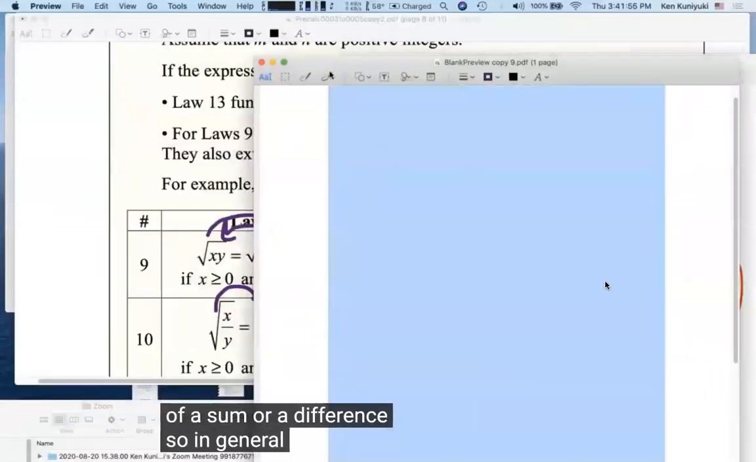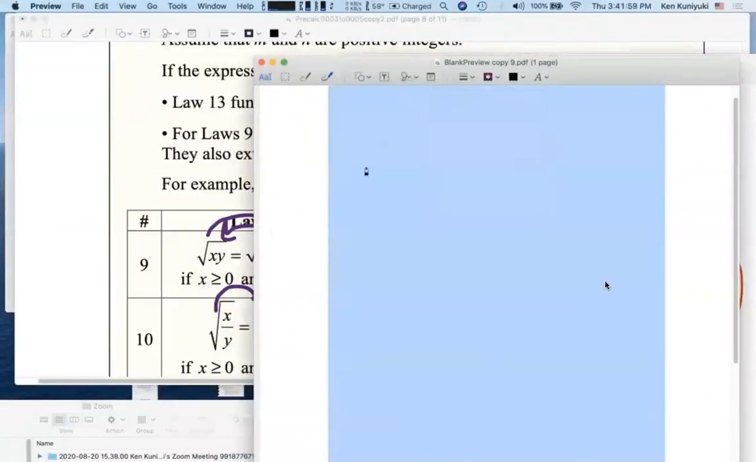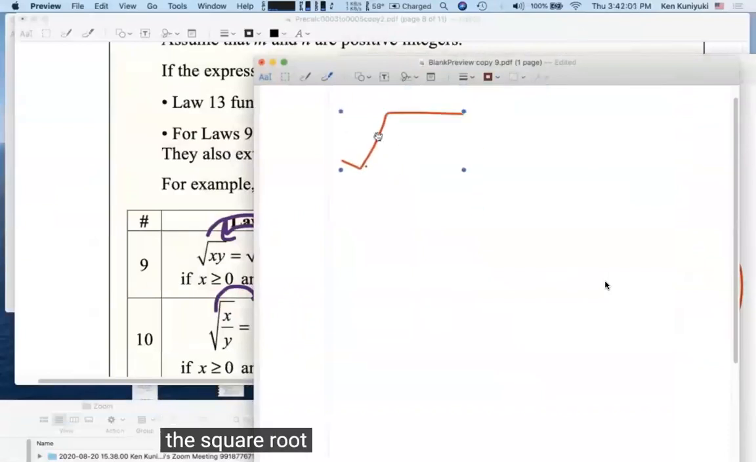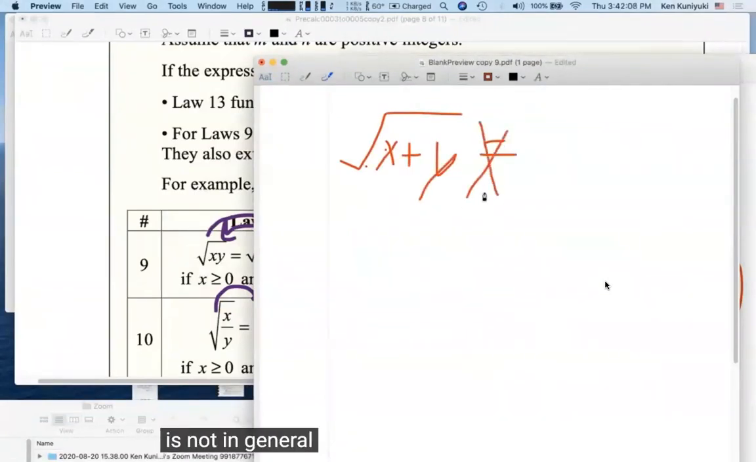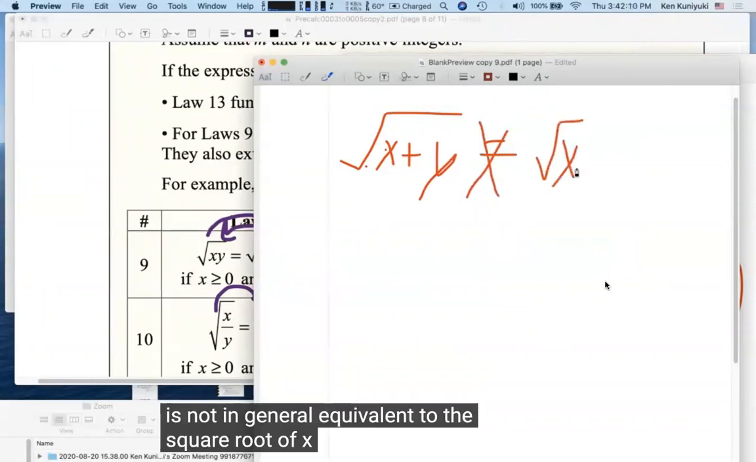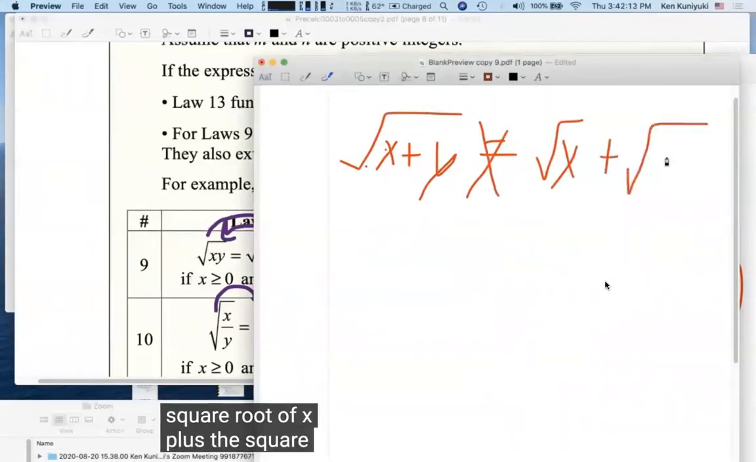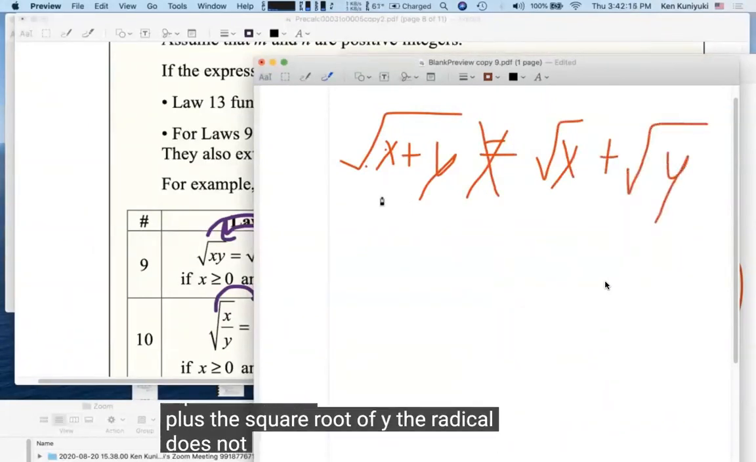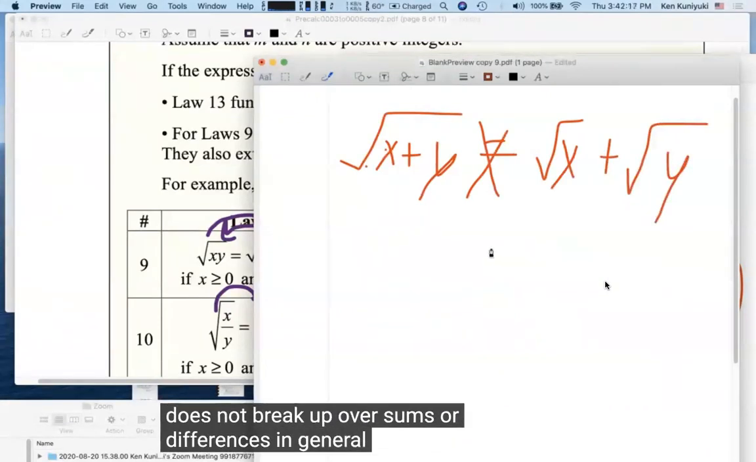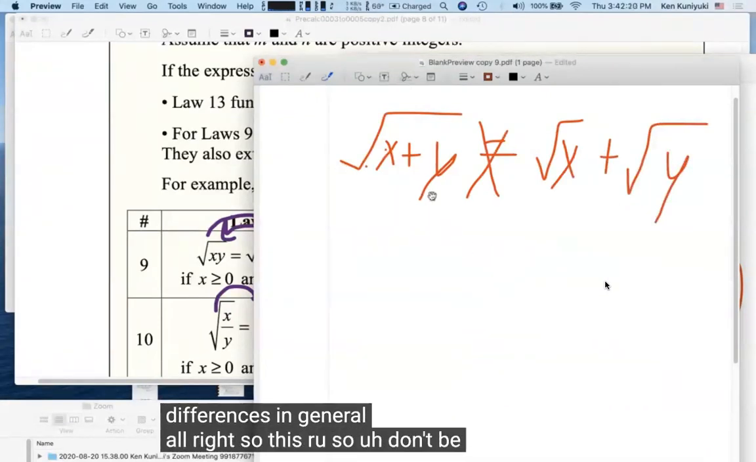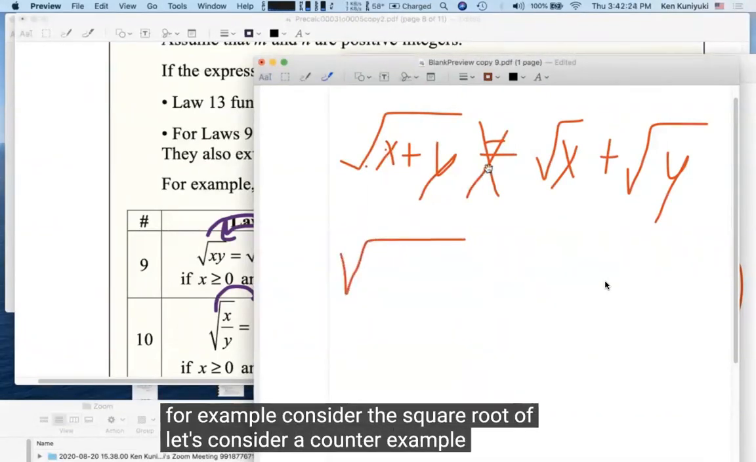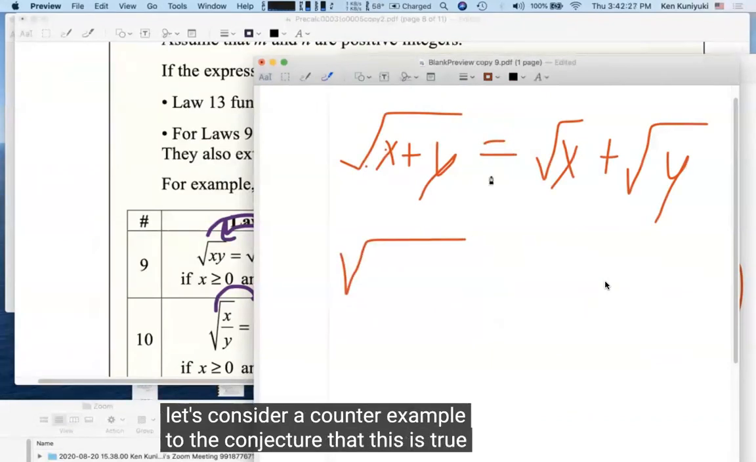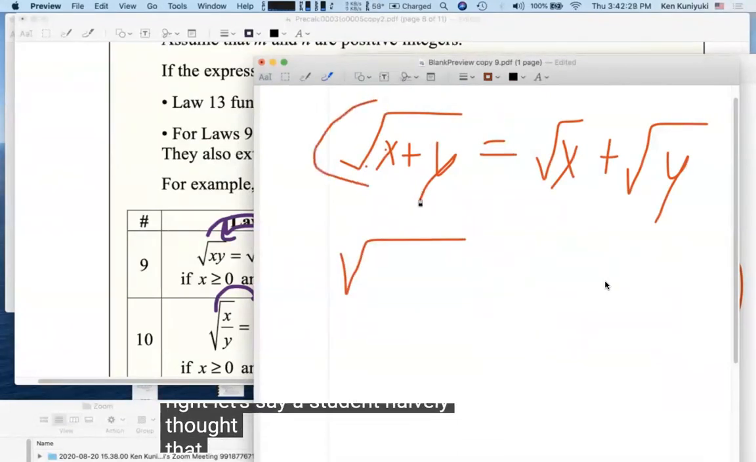So in general, the square root of x plus y is not in general equivalent to the square root of x plus the square root of y. The radical does not break up over sums or differences in general. Right? So don't be deluded into thinking that. Let's consider a counterexample to the conjecture that this is true. Let's say a student naively thought that this was true.